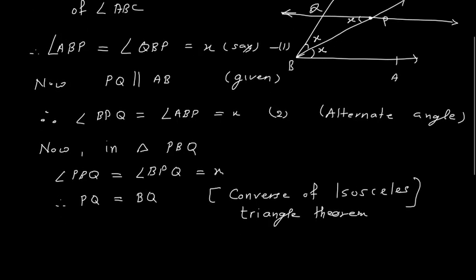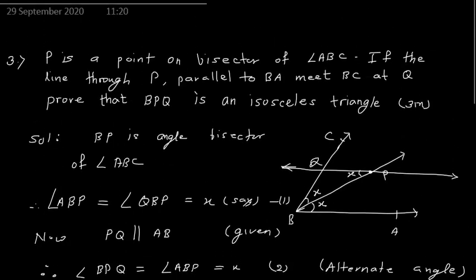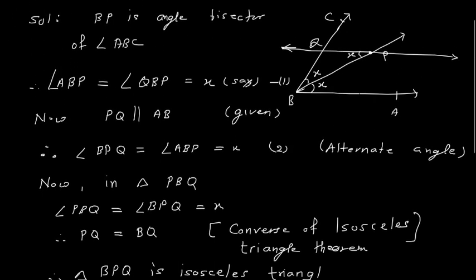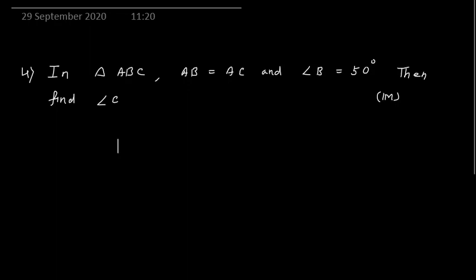Therefore triangle BPQ is an isosceles triangle. Okay, so this triangle BPQ is an isosceles triangle, right? Okay, have you understood how this triangle BPQ is an isosceles triangle? Now let us move to the last question.